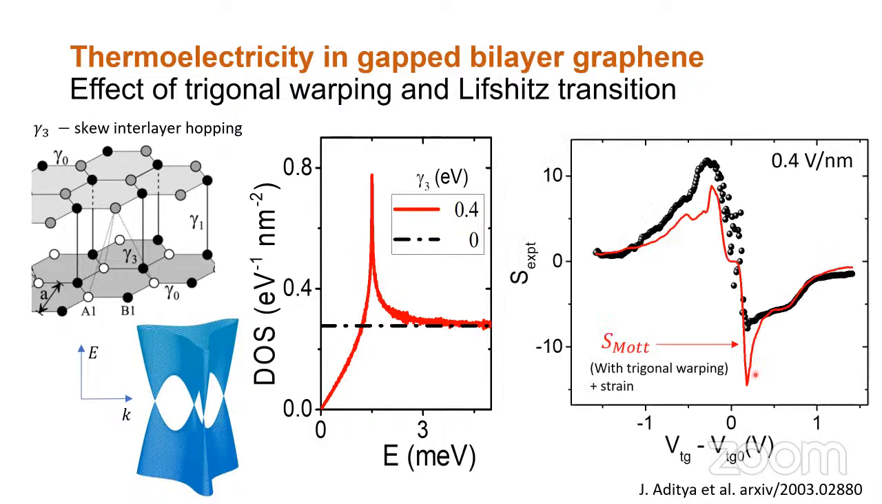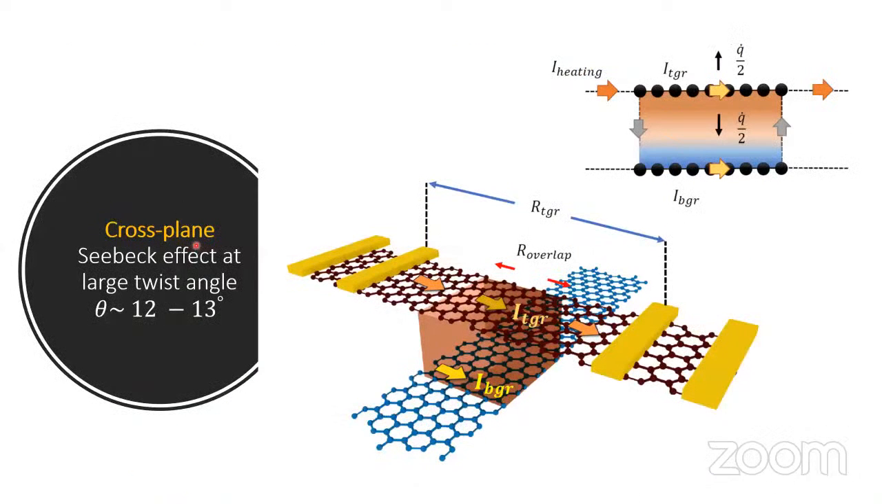And he did the full calculation by taking into account an additional component from strain, and you can see the shoulders now develop. So it means that the Mott formula is not really violated, but the density of states was non-trivial because of the observation of the Lifshitz transition from the additional skew coupling component. Okay. This is an example. I'm going to now go to the first question of today, which is what happens in the cross-plane direction?